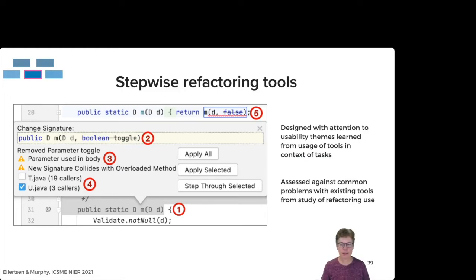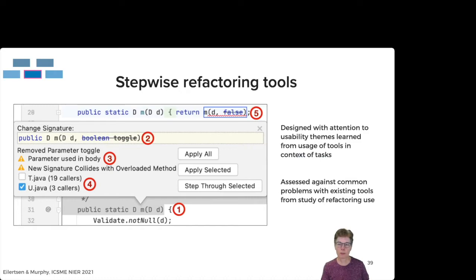On the screen, in the code editor labeled 1, a developer has removed a parameter to the method m by just deleting that parameter. A pop-up appears, as shown on the screen, that notices that the parameter has been removed and equates that with a change signature refactoring, labeled as 2. With the refactoring recognized, the impacts of the change are determined, such as the new signature colliding with an existing method, labeled 3, and the places in the code that are impacted, labeled 4.